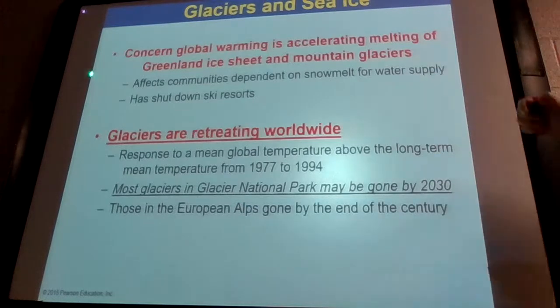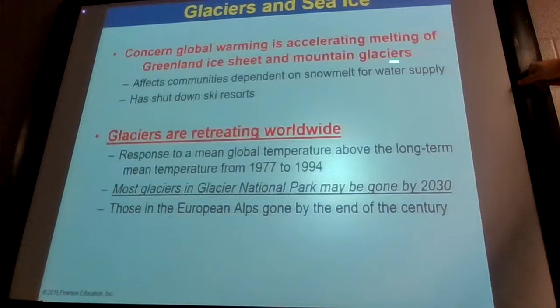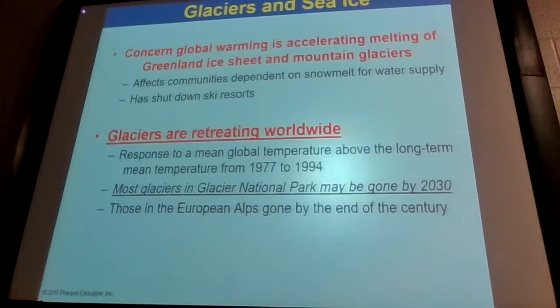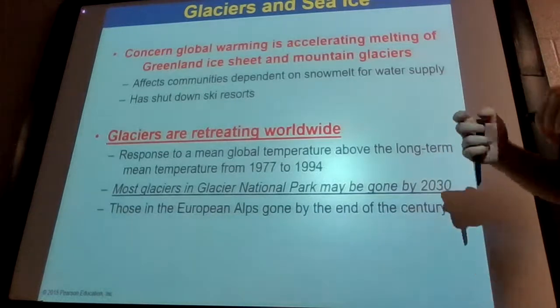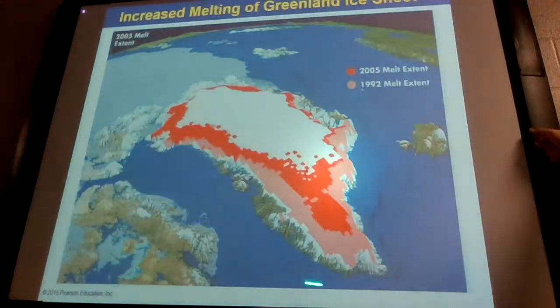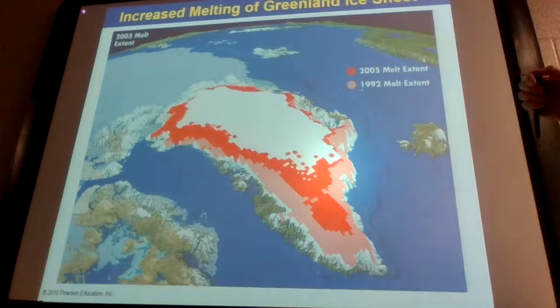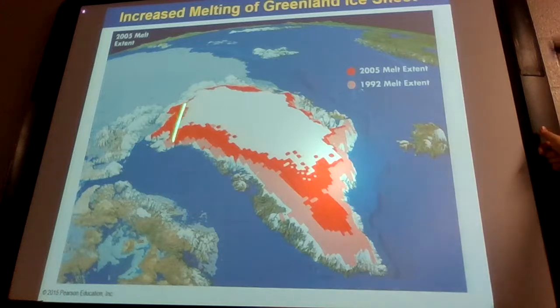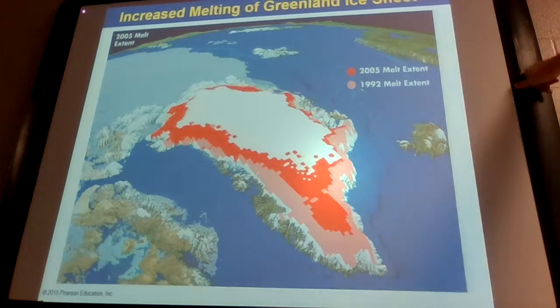So, concern: global warming is accelerating melting of the Greenland ice sheet and the mountain glaciers. Glaciers are retreating worldwide. There are a couple that are advancing in certain areas. Like I said, it's never going to be all one way. There's always going to be certain parts of the world doing the opposite thing. But yes, in general, the glaciers are getting smaller, which is going to contribute to sea level rise. The Greenland ice sheet, while that's a lot of water, really the Antarctica ice sheet is going to be your biggest one. And if that thing starts to melt, you're going to see a lot of sea level rise pretty quick.